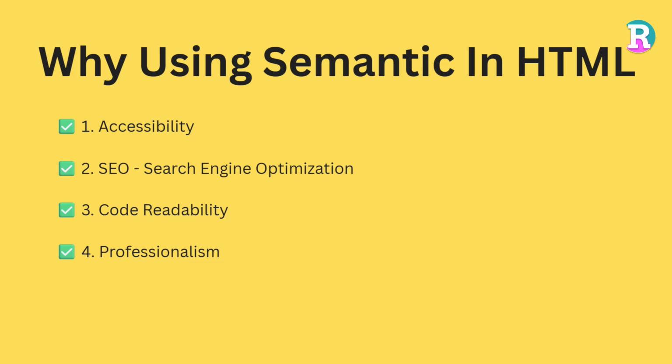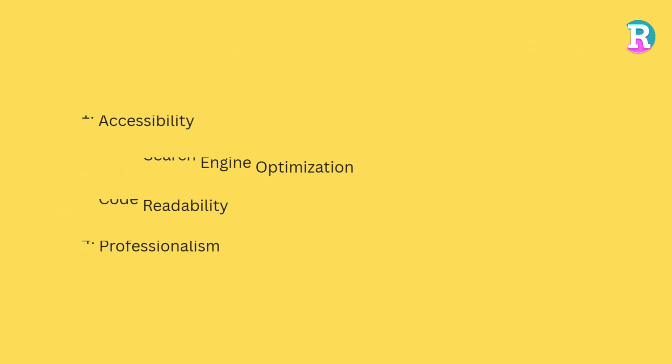All right, so that's it for this section. We learned about semantic HTML. We learned about new HTML tags. In the next section, we're going to talk about images and links.